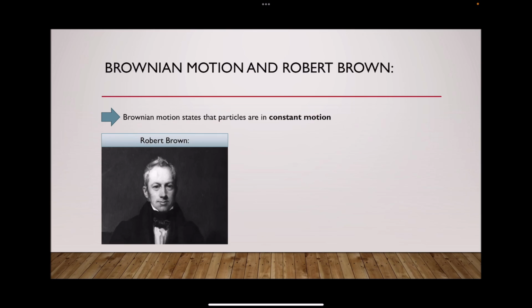So this is the takeaway from that topic. Brownian motion states that particles are in constant motion, and you can also remember that those particles are traveling faster when it is hotter.